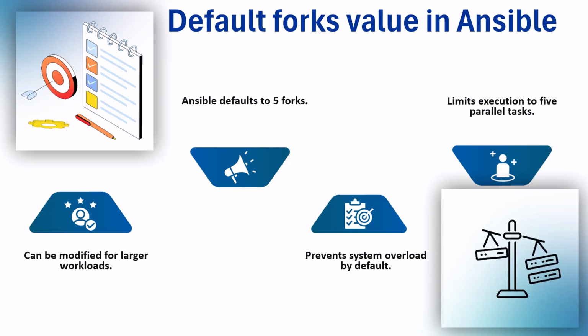By default, Ansible sets forks to 5, kind of like a speed limit on a road. It's a reasonable number for most scenarios, preventing accidental system overloads. But when handling larger workloads, you might need to push the limit a bit, without causing a traffic jam.